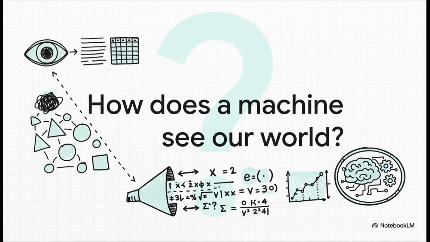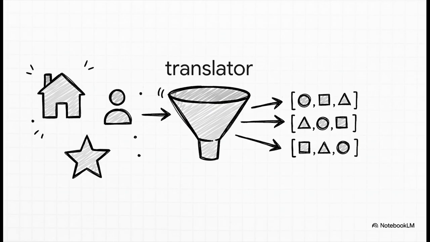How does a machine actually see our world? I mean, it doesn't see pictures or read spreadsheets like we do. It needs everything translated into its native language, which is pure math. And that language is the language of feature vectors. A machine learning model doesn't just look at raw data. Nope. Instead, every single example, I don't care if it's a house, a customer, or a movie review, gets translated into one of these carefully crafted feature vectors.